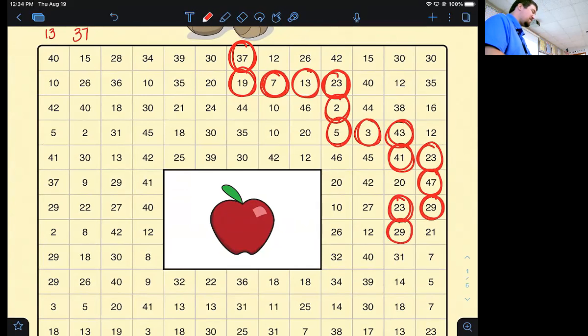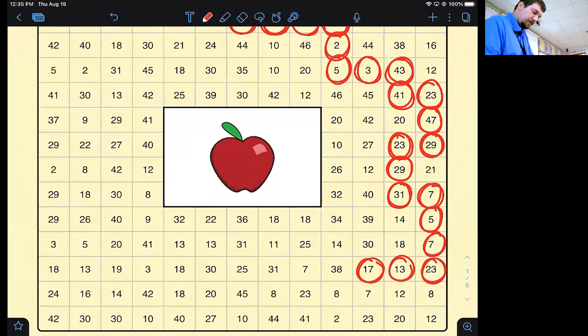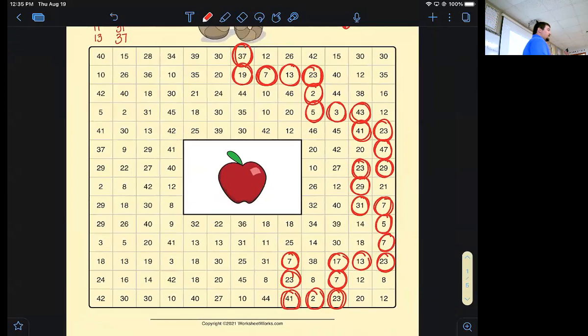Whitney, you're done with it? I'll come over there and check it in a second. You finished it too? 31, 7, ouch, hit a wall again. 5, 7, 23, 13, 17. These are all primes. 7, ouch, hit a wall again. 41. Yep, 41 is. Okay, I'll stop right there. You guys catch up and keep going.